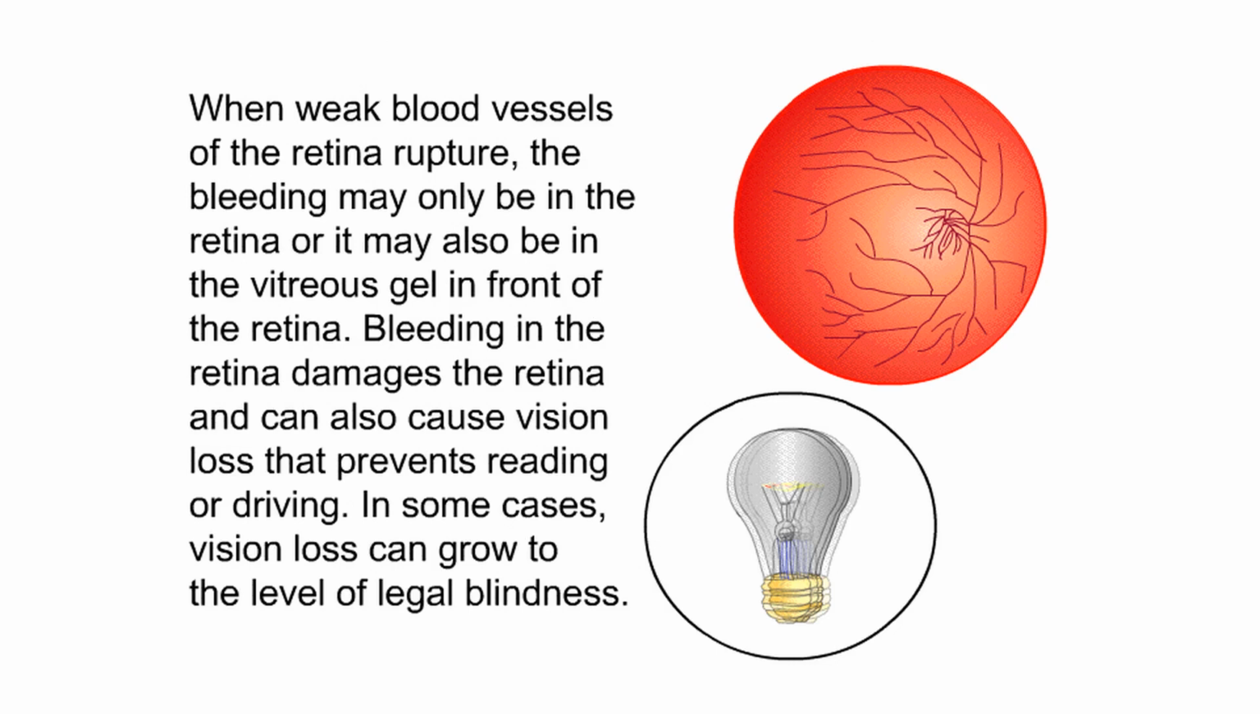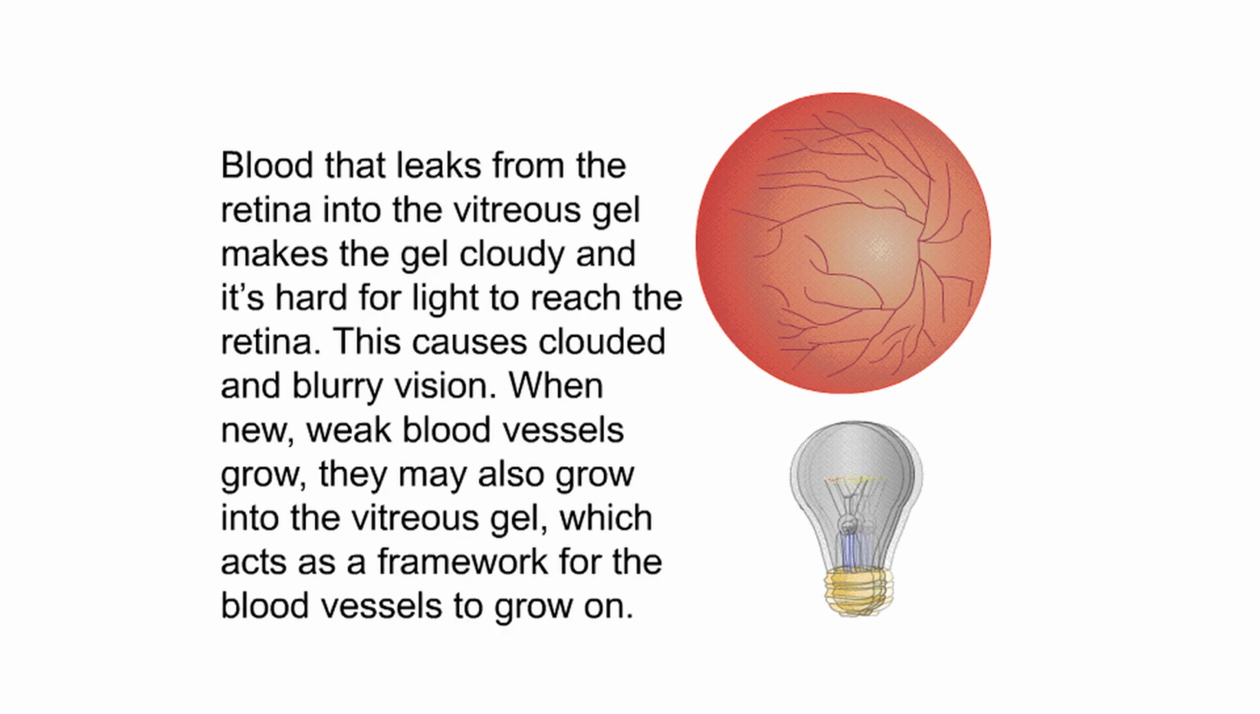When weak blood vessels of the retina rupture, the bleeding may only be in the retina, or it may also be in the vitreous gel in front of the retina. Bleeding in the retina damages the retina and can also cause vision loss that prevents reading or driving. In some cases, vision loss can grow to the level of legal blindness. Blood that leaks from the retina into the vitreous gel makes the gel cloudy, and it's hard for light to reach the retina. This causes clouded and blurry vision.